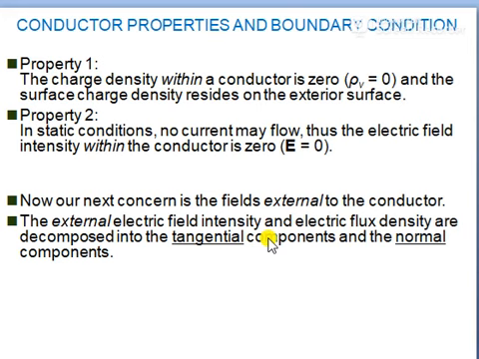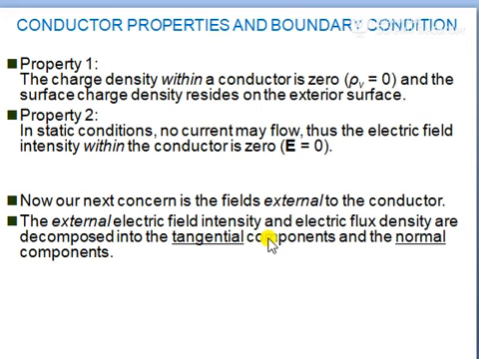So it is nothing but a material that makes the flow of current possible, right? So property number one is that charge density within a conductor is 0, that is rho v is equal to 0, and surface charge density resides on the exterior surface. That means charge density rho v is always 0 within the conductor. That's the first property, first point. And surface charge density resides on the exterior surface.